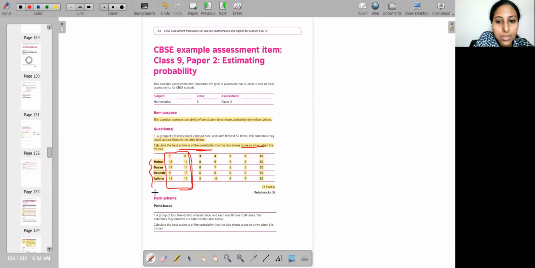You need to total this up and then divide by the total number of times that the dice has been thrown. The dice has been thrown totally how many times? It has been thrown 200 times. So you need to total this up and divide by 200. Now, often what happens is in exams, you might spend a lot of time in actually calculating this addition of this and then dividing by 200.